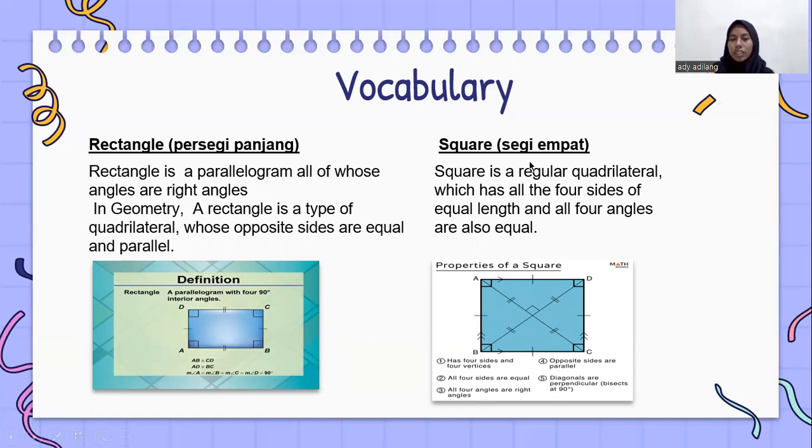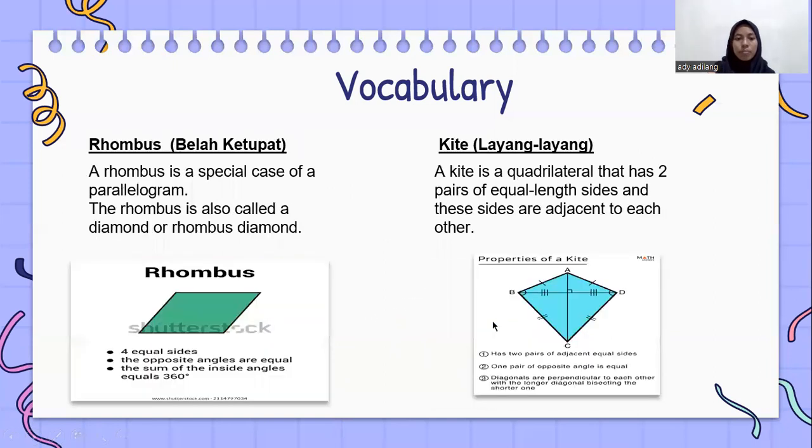Next, square or segi empat in Indonesian language. Square is a regular quadrilateral which has all four sides of equal length, and all four angles are also equal. So the picture below shows the shape of the square and the property of it.